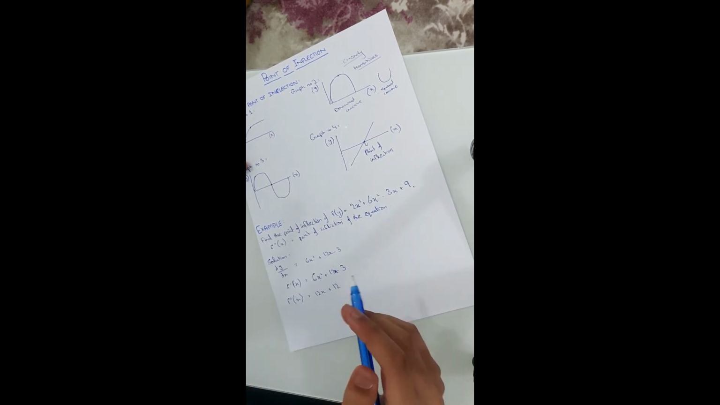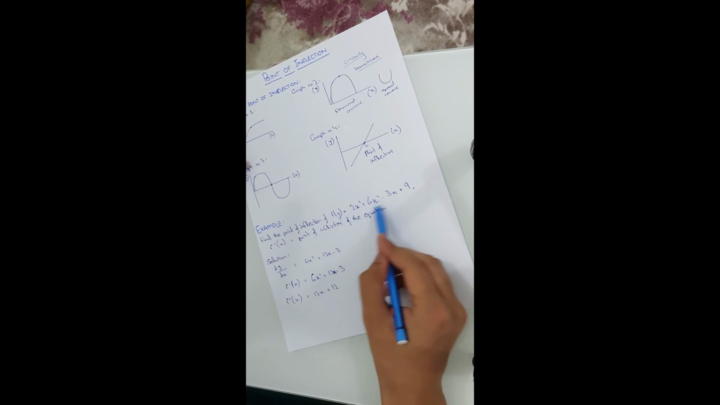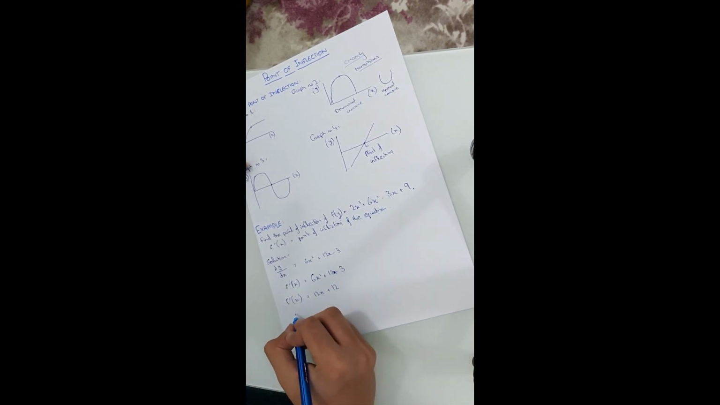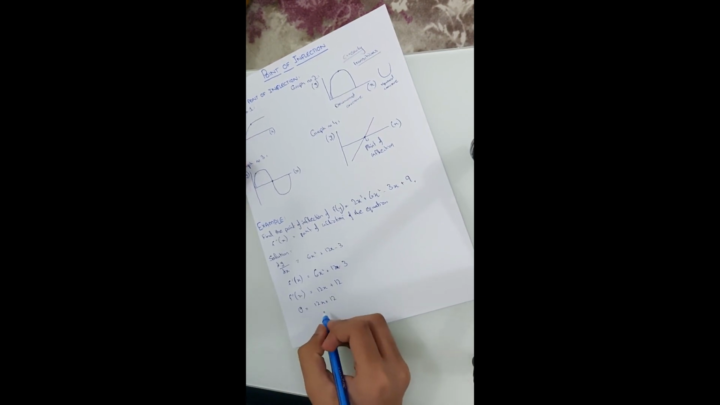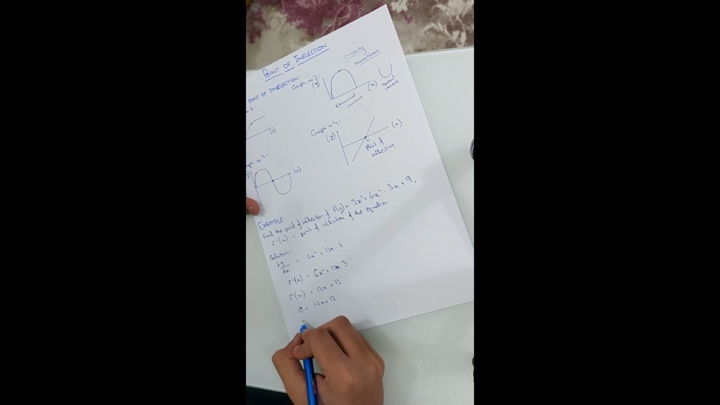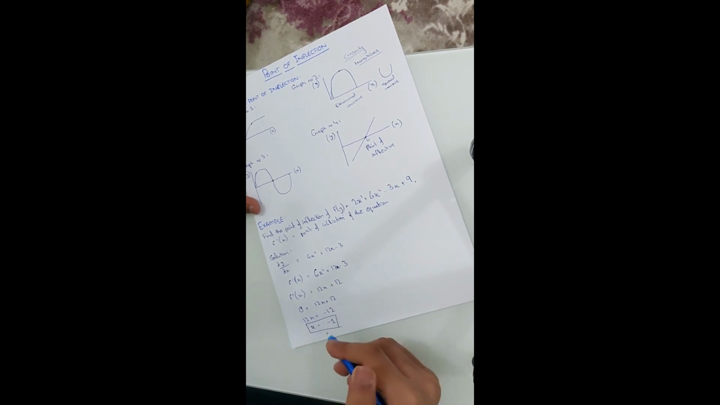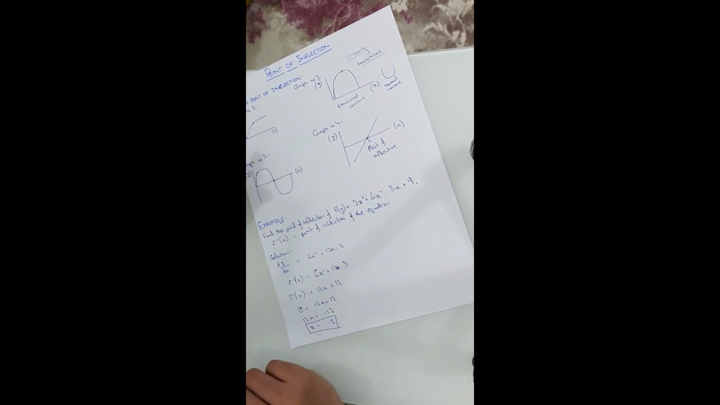How will we find the point of inflection of this equation? We will set it equal to the critical value, which is 0. So 0 equals 12x plus 12, and now 12x equals minus 12, and x equals minus 1. So this is the point of inflection of this equation. That's the whole topic, and I hope you understand the point of inflection. Thank you.